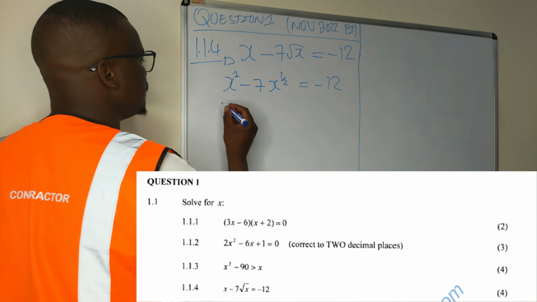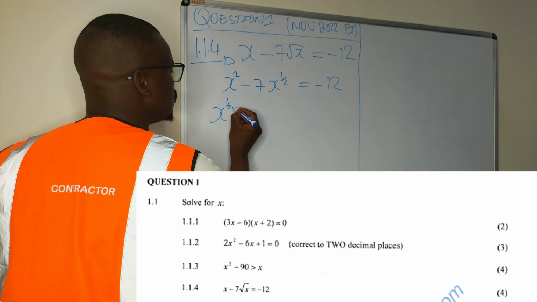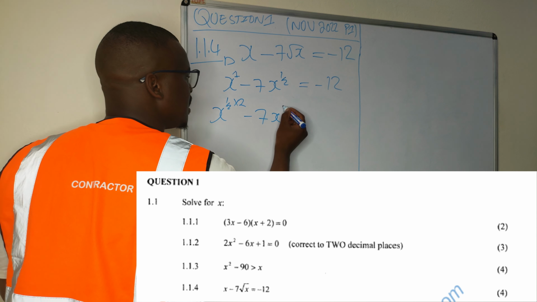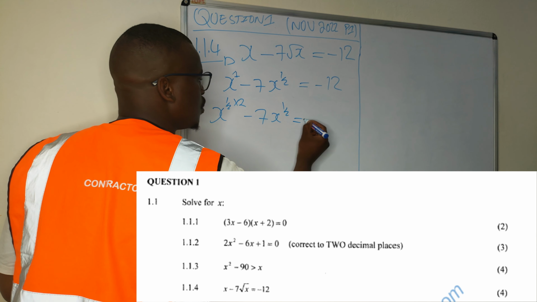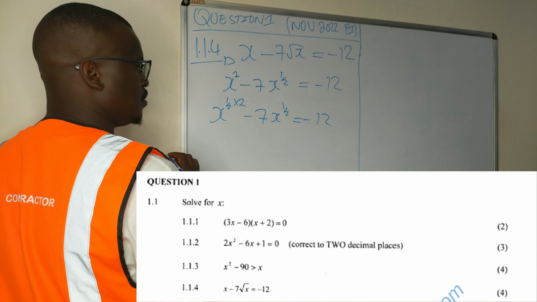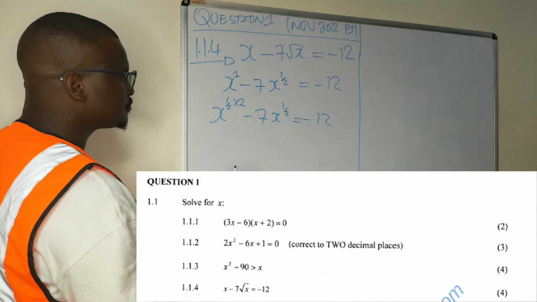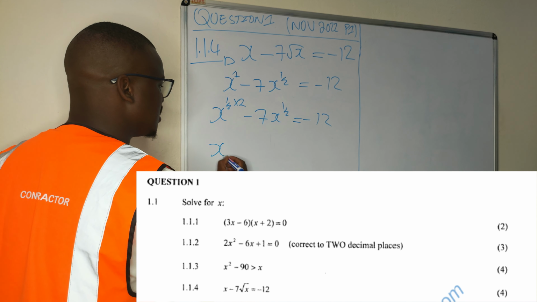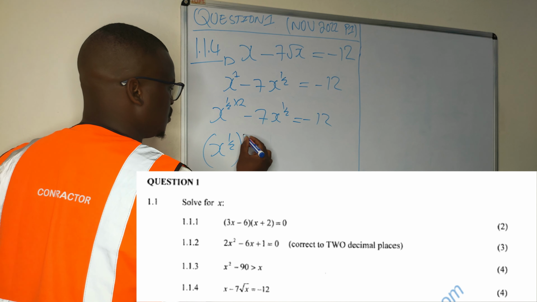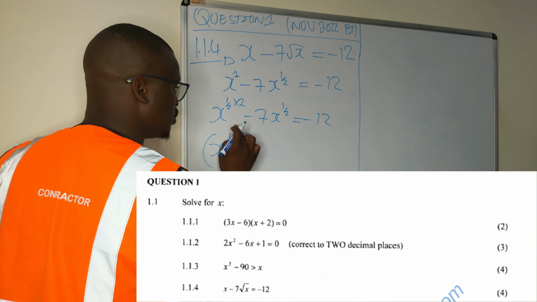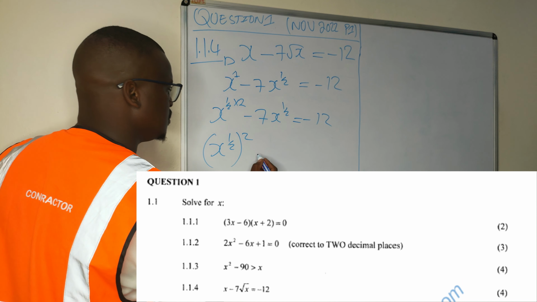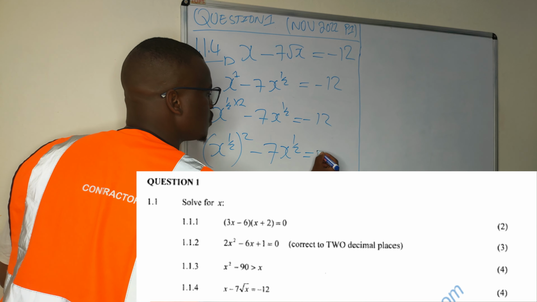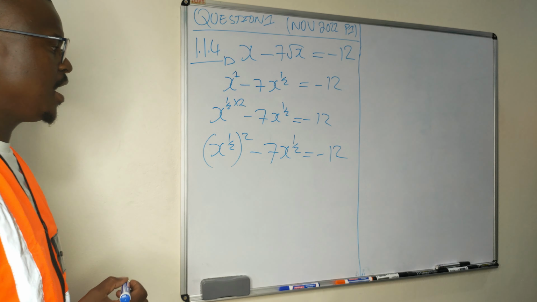Which means what you have here, we have x raised 1 over 2 times 2 minus 7 times x raised 1 over 2 is equal to minus 12. Which is similar to saying this is the same as x raised 1 over 2 squared, minus 7 x raised 1 over 2 is equal to minus 12. This is what you have.